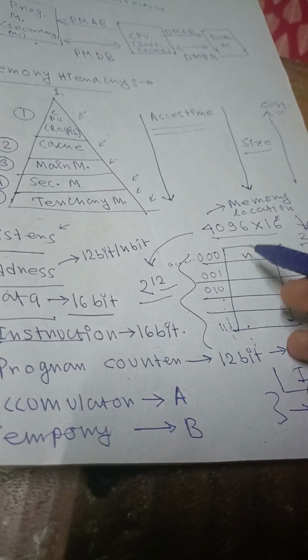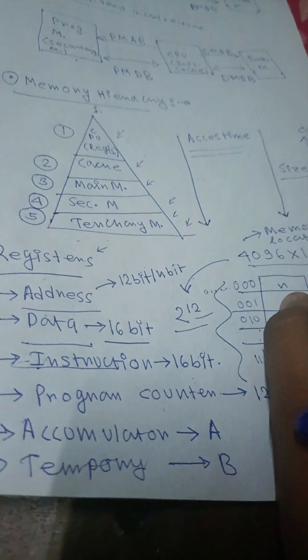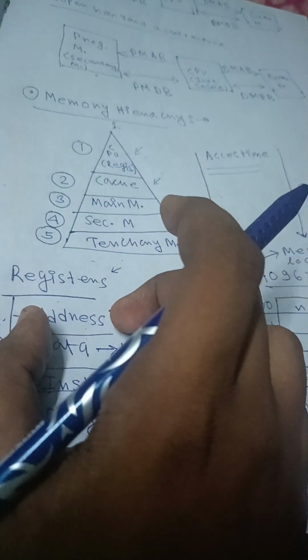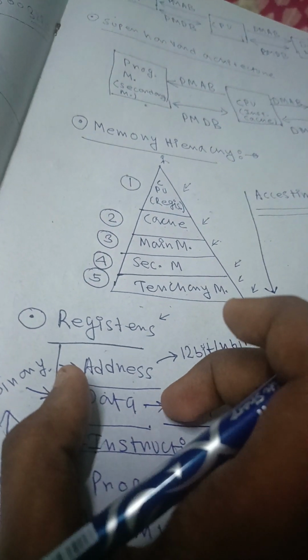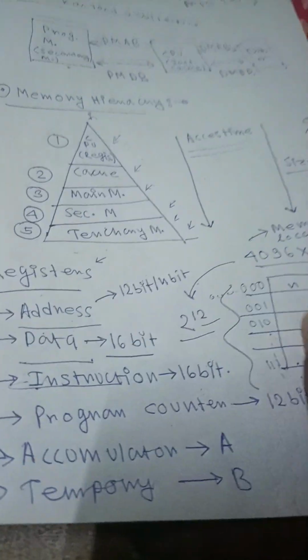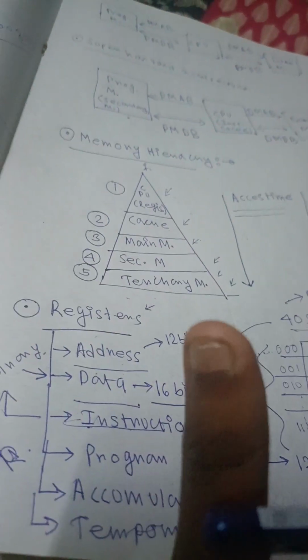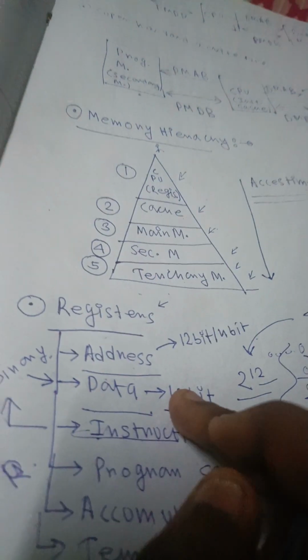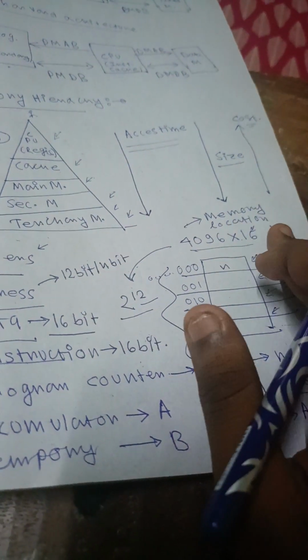Like in which address the data is stored, that is the address of the memory. So the register that stores the address of the program, or the address of the memory location, is called the address register. And there are data registers, that is 16-bit.